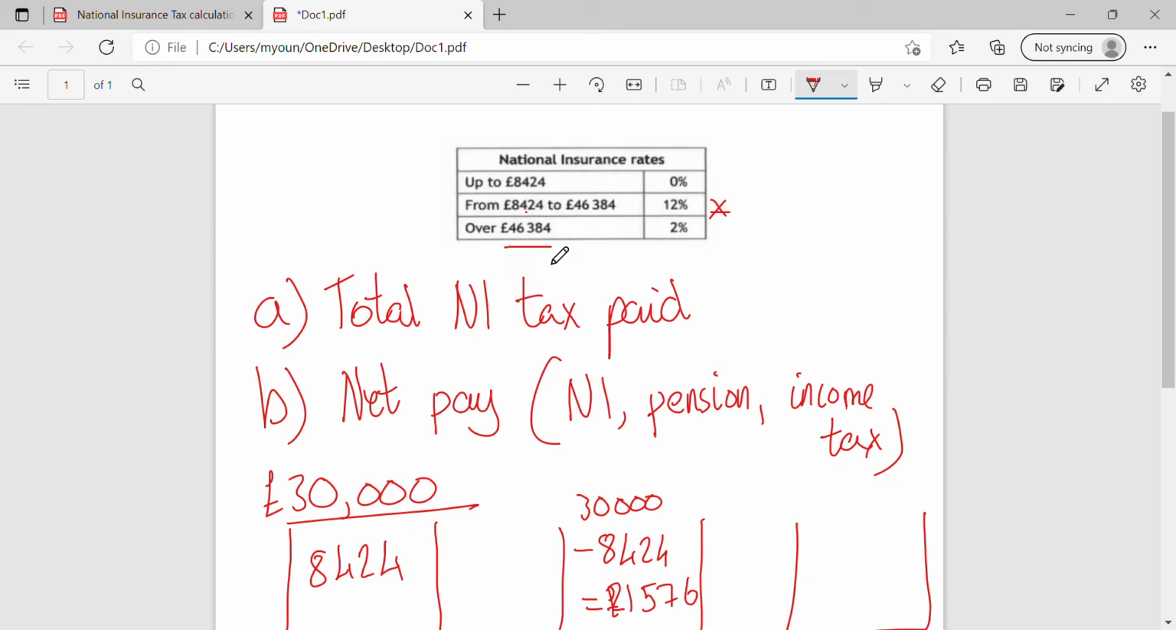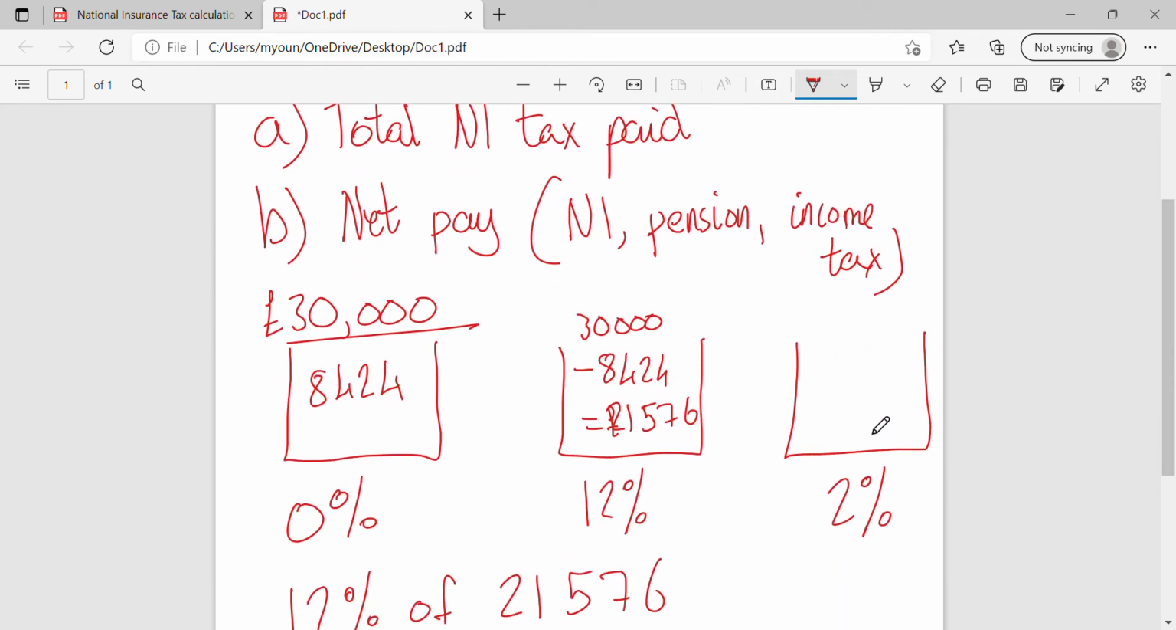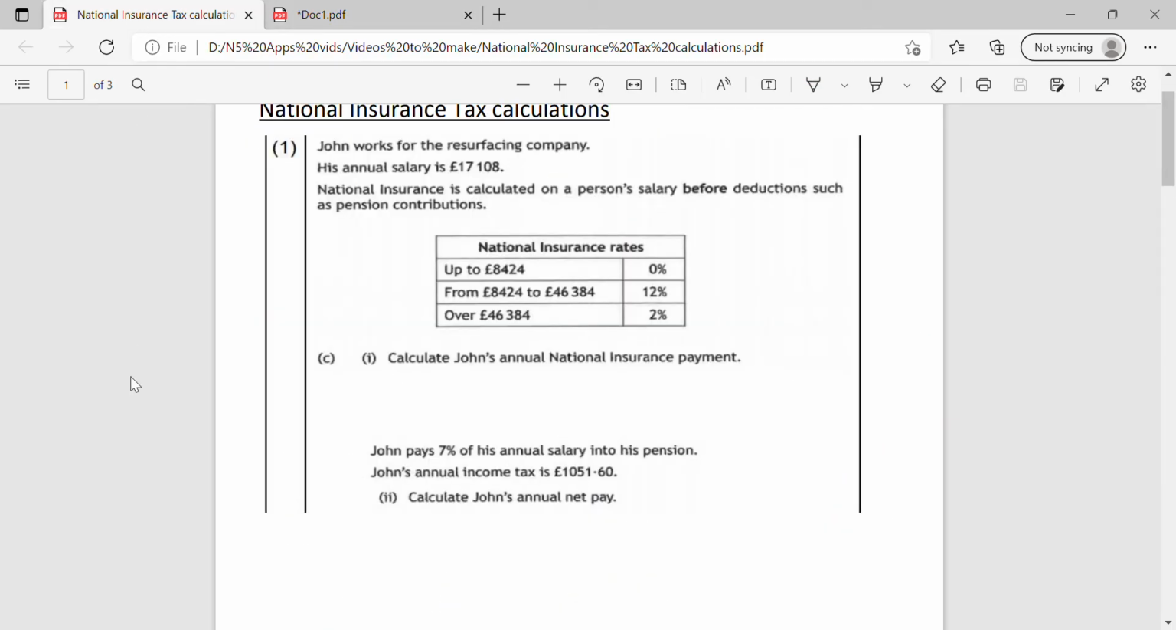If that is the case, some money will be in the upper band, so that kind of upper bucket. Some money will be in the middle bucket for 12%, and then some will be in the 0%, and you've got to work out how much is in each. So that's just a good visualisation, I suppose, of the bands, considering that each goes into a bucket essentially, and you've then got to work out a percentage of the amount that lies in each bucket. Let's take a look at some past paper questions now.